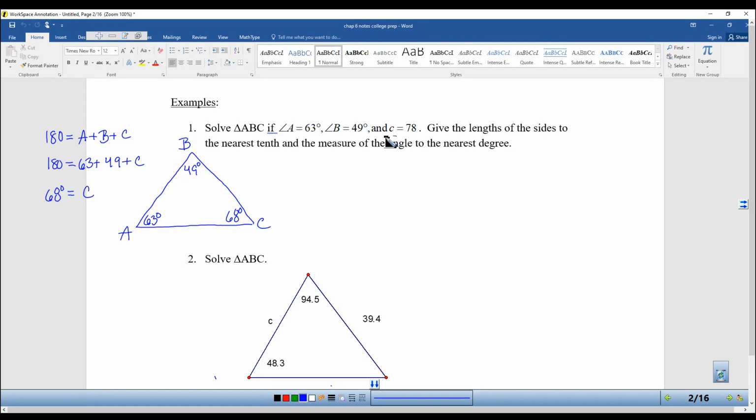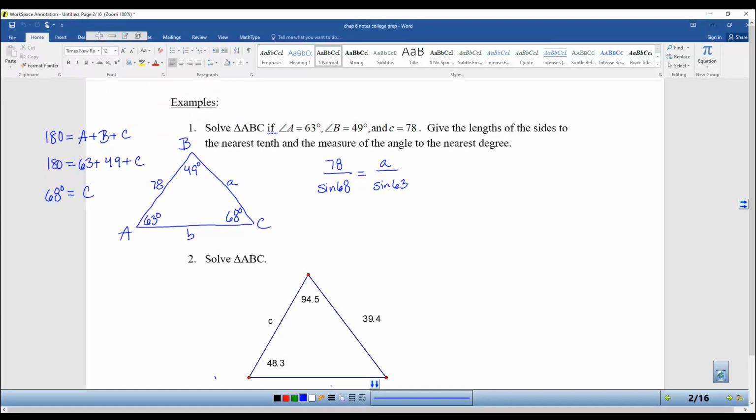Now they also gave us side c, so I'm going to put that over here. It's across from the angle C. And now I need to find the lengths of side b and side a. All you need to make the law of sines work is one matched pair, which we have. We have angle C and side c. So 78 is to sine of 68 as a is to sine of 63.